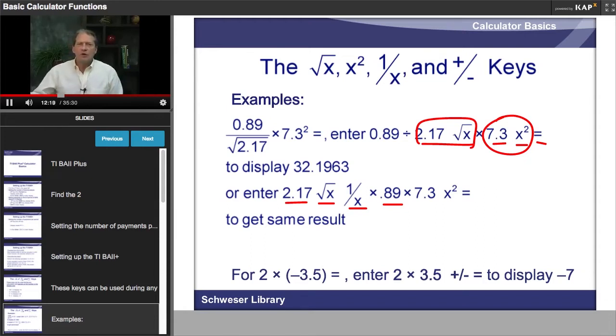Okay. So for 2 times minus 3.5, enter 2 times 3.5, change the sign to minus 3.5, and then equals to get the answer of minus 7. So a little bit of practice and you'll be very comfortable with these.